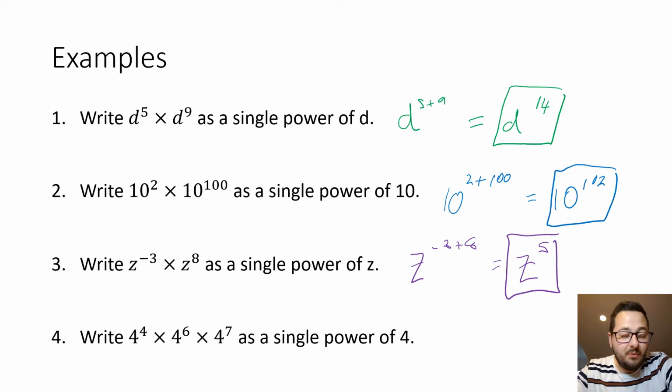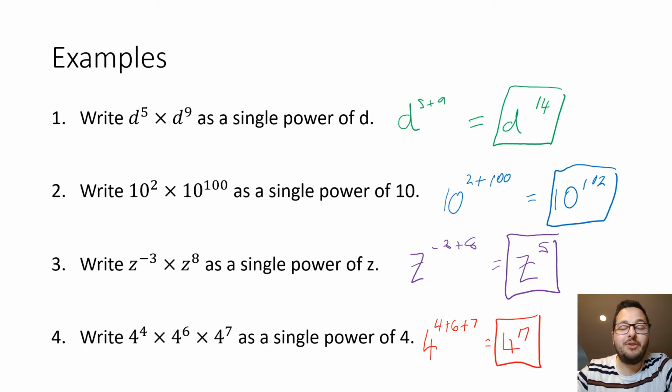And then finally, we want to do 4 to the 4 times 4 to the 6 times 4 to the 7 as a single power of 4. So even though there are 3 of them, it's the same idea, we just add them all up. So this is 4 to the power of 4 plus 6 plus 7, which will give you, well, 4 plus 6 is 10, and 10 plus 7 is 17. Okay, so that is the multiplication law.